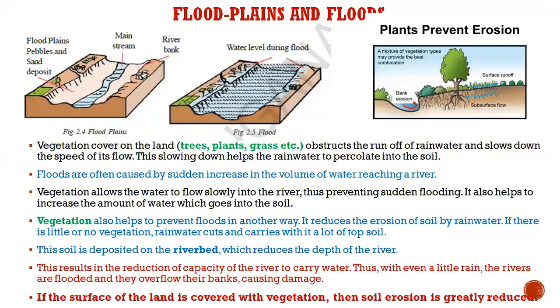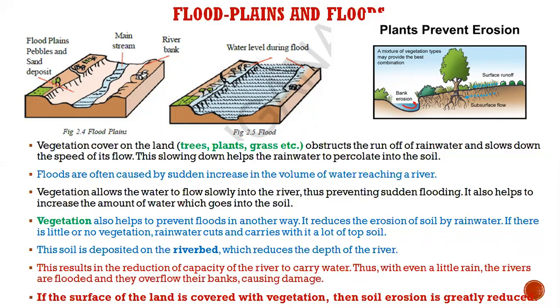Now, how to reduce floods? One way of reducing floods is by growing vegetation. Now, what is vegetation? Trees, plants, grass, etc. come under vegetation. When there is more vegetation on the land, it will obstruct the run of the rainwater and slow down the speed of its flow. This slowly helps the rainwater to percolate into the soil. As water percolates, we see an increase in the groundwater.